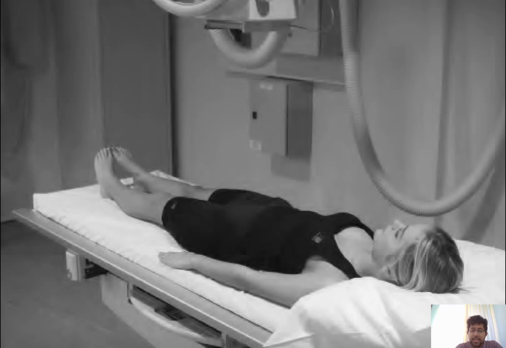Now the centering is done by placing the center of the collimated beam at the upper border of the pubic symphysis in the midline, or at the midpoint between the two anterior superior iliac spines. The centering is done at the pubic symphysis to image the pelvis, and the midpoint of the two anterior superior iliac spines is used when we do the imaging of the proximal femur.